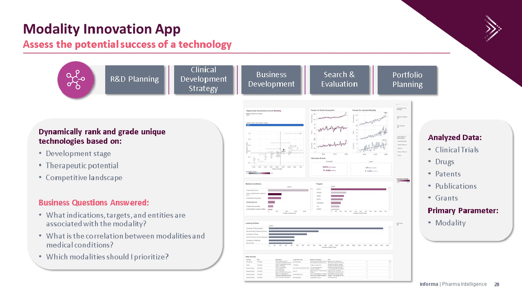The app will answer questions like, what indications, targets, and entities are associated with unique modalities? What is the correlation between modalities and medical conditions? And which modalities should I prioritize?